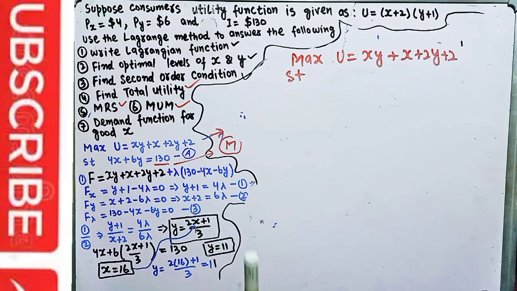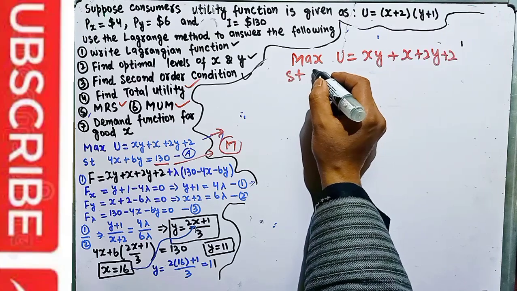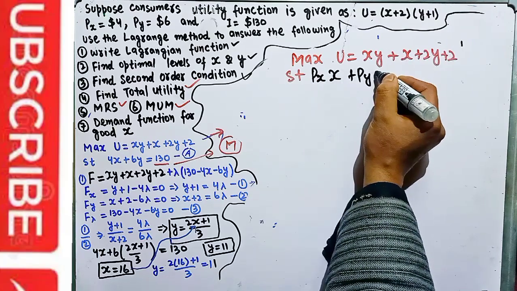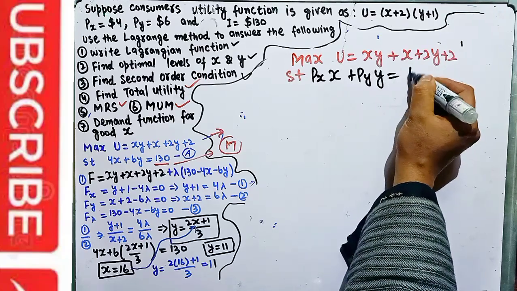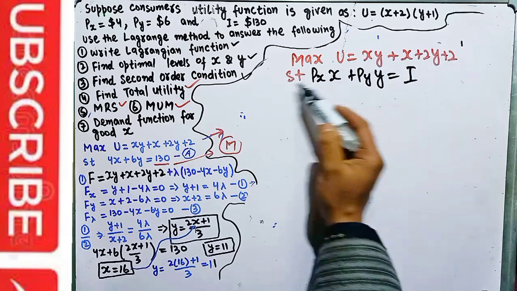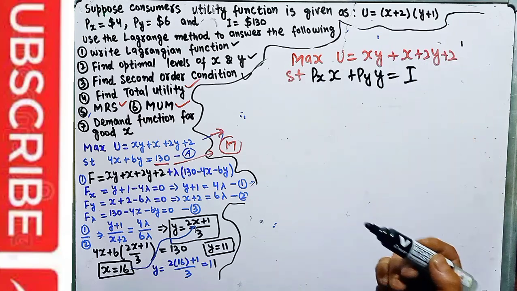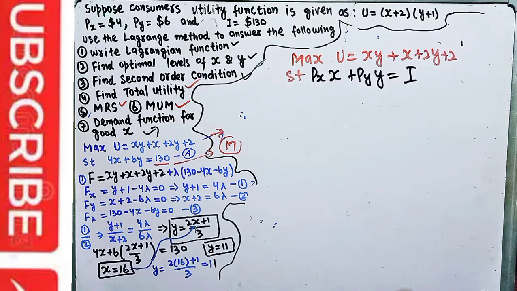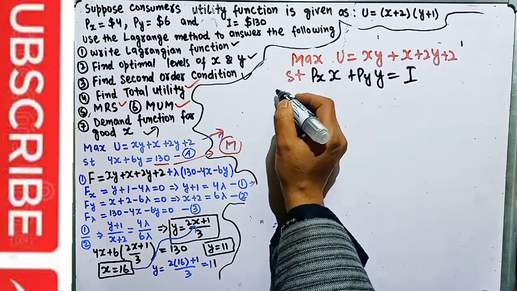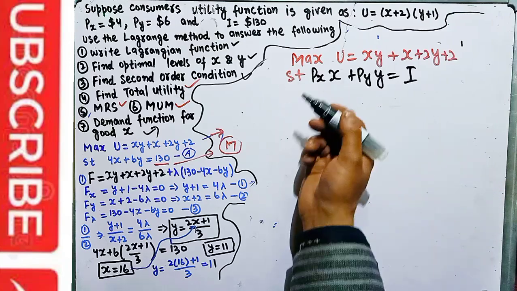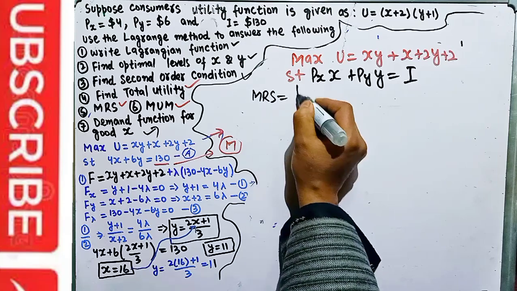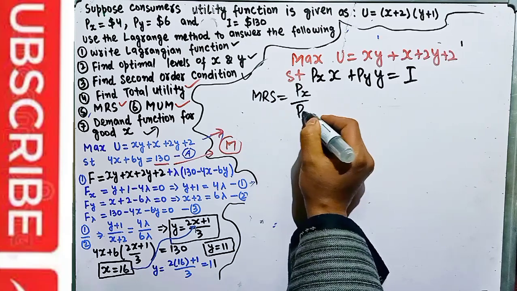Okay, so what will be the budget constraint? Price of good x times units of good x plus price of good y times units of good y should be equal to the income of the consumer. Now the consumer wants to maximize this utility function subject to this budget constraint, and we need to find the demand function for good x. How do we find it? Simply we use the tangency condition here. That will suffice. So we equate MRS with the ratio of the prices, price of x upon price of y.